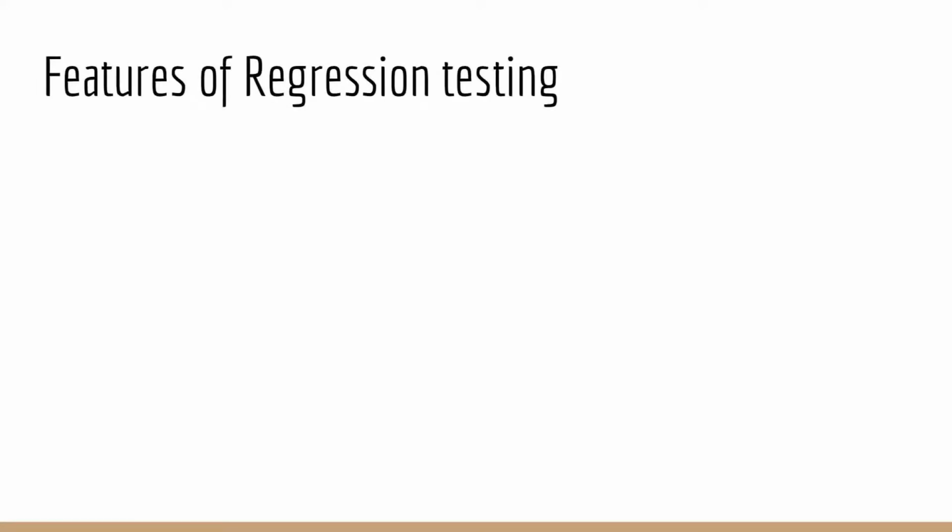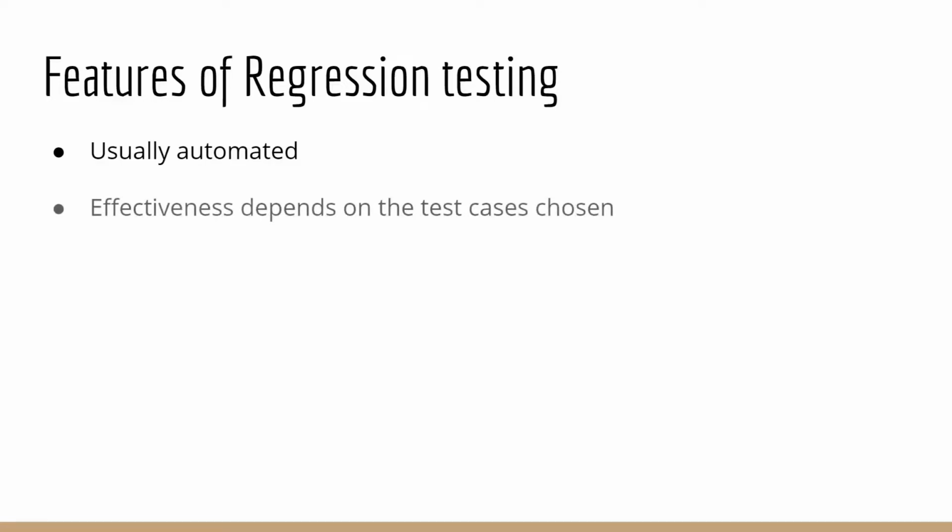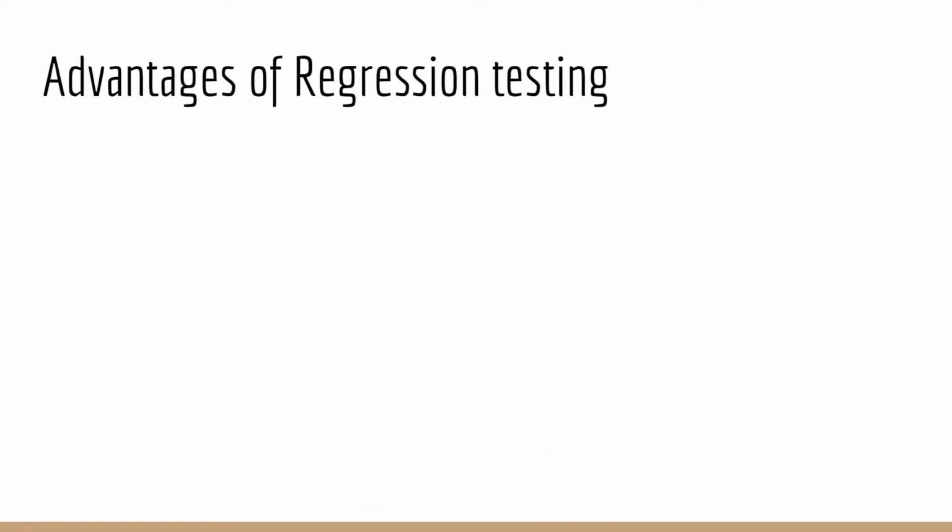Now, let us look at some of the features of regression testing. Regression test cases are usually automated, as there is a huge number of regression tests and executing them manually would be very time consuming. The effectiveness of regression testing depends on the test cases chosen, which in turn depends on the area of impact of a release along with the criticality of the component. In regression testing, we have to deal with reducing the test cases and at the same time maintaining the test coverage.